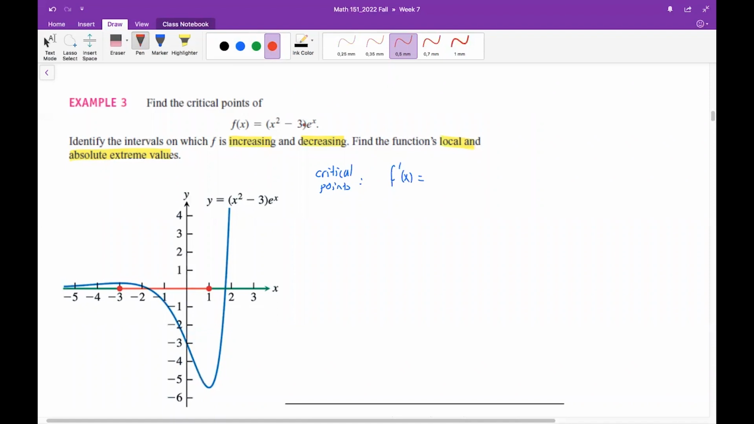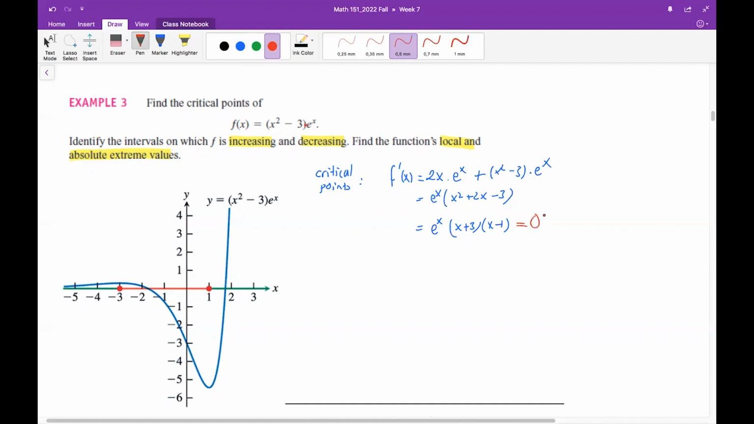Be careful, this is a product function, okay? That's why I need to apply the product rule. Derivative of the first component is 2x times the second component plus first component stays the same times the derivative of the second function. And then rewrite this first derivative as this one. So what we have, e to the power x, x plus 3, x minus 1, I guess. So this is your first derivative function.